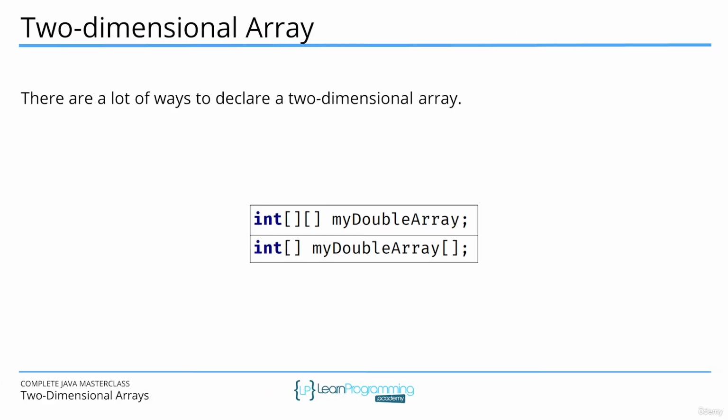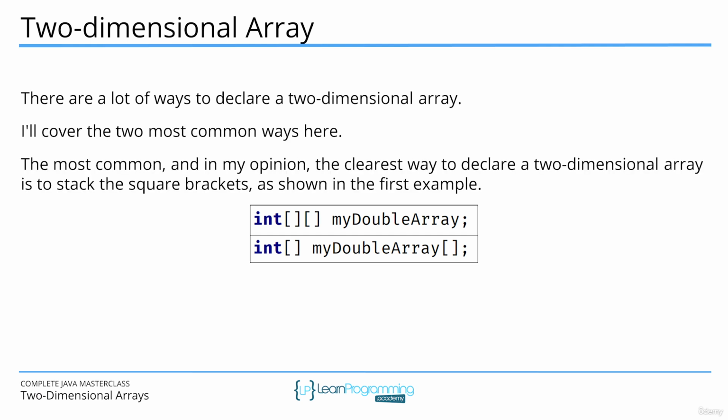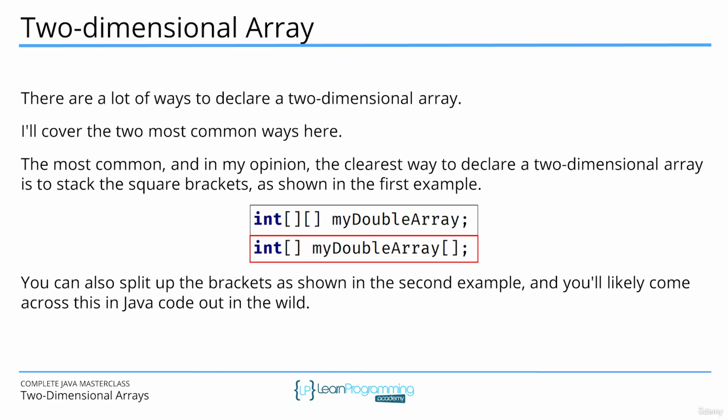There are a lot of ways to declare a 2-dimensional array. I'll cover the 2 most common ways here. The most common, and in my opinion, the clearest way to declare a 2-dimensional array is to stack the square brackets as shown in the first example. You can also split up the brackets as shown in the second example, and you'll likely come across this in Java code out in the wild. Let's get back to some code.